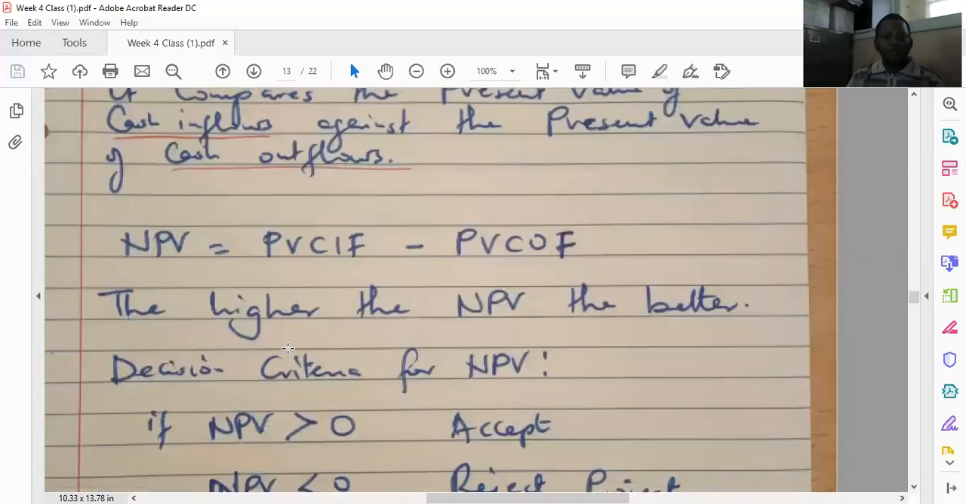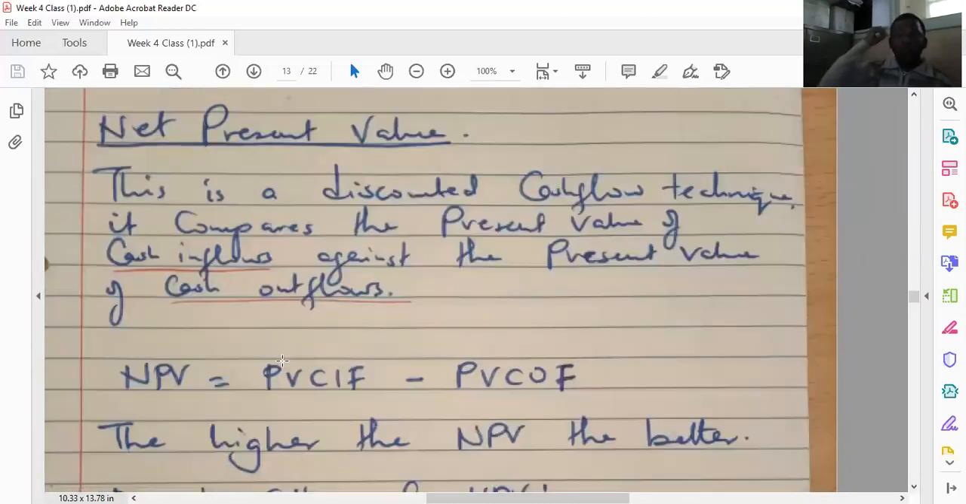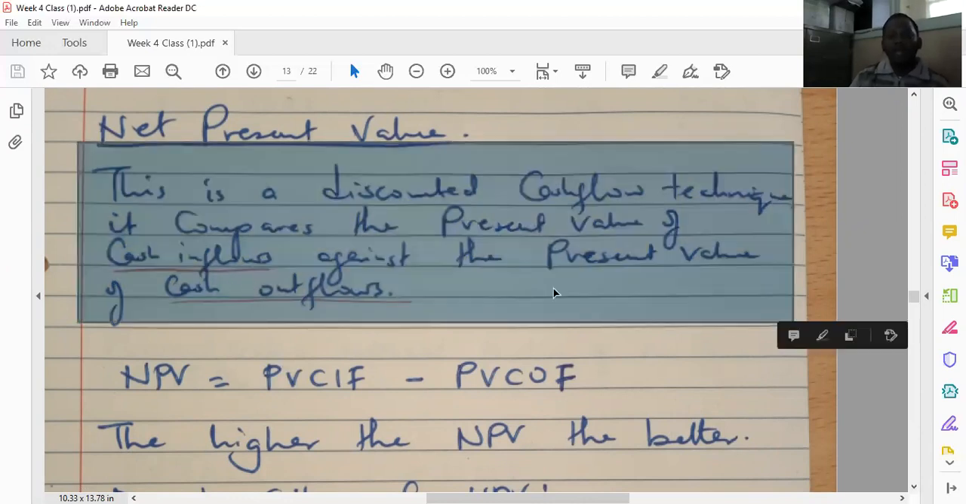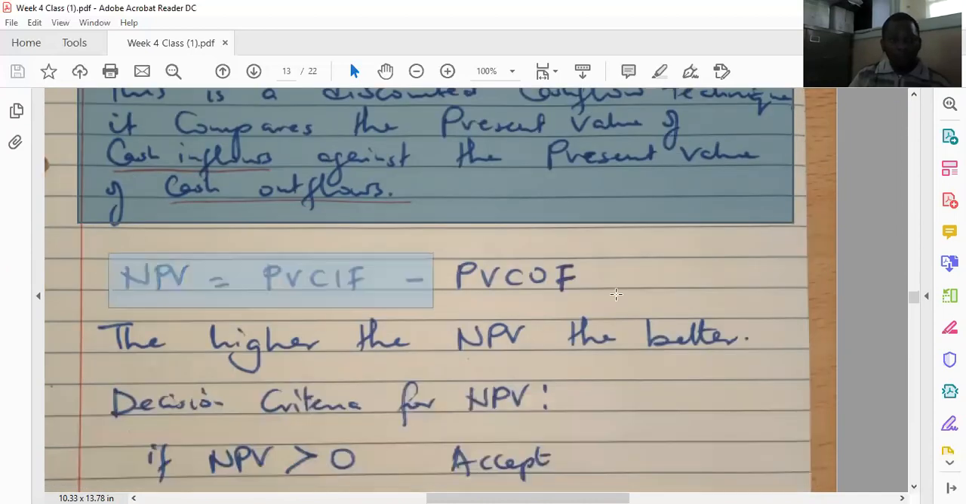That is the net present value. The net present value is a discounted cash flow technique that takes into consideration the concept of time value of money. It compares the present value of cash inflows against the present value of cash outflows. So it is the present value of cash inflows minus the present value of cash outflows. We have its formula here.